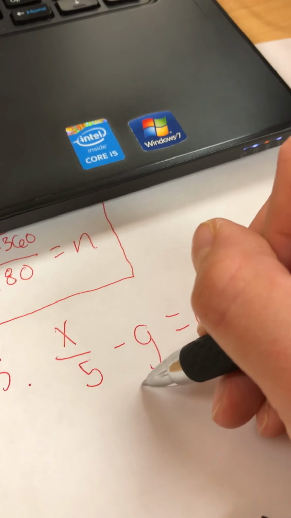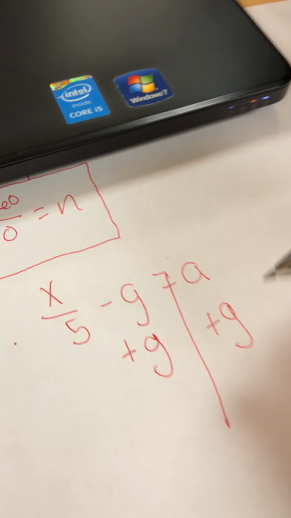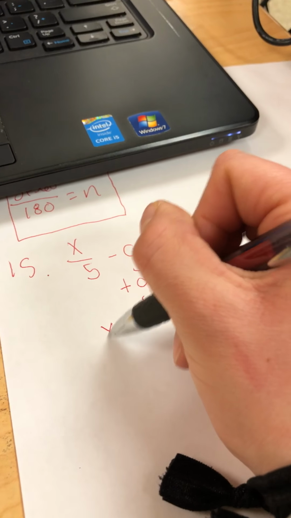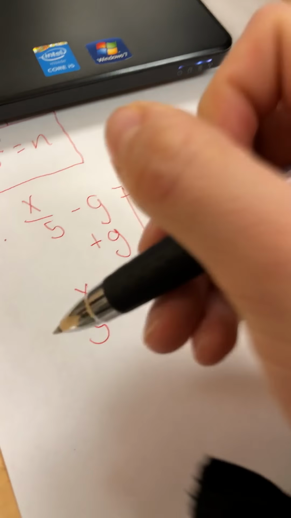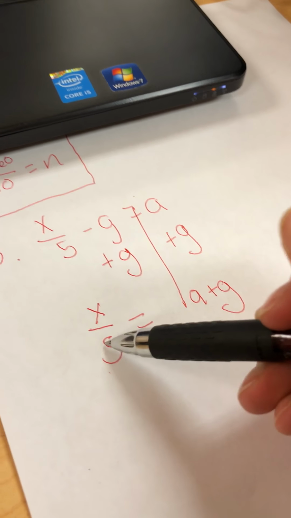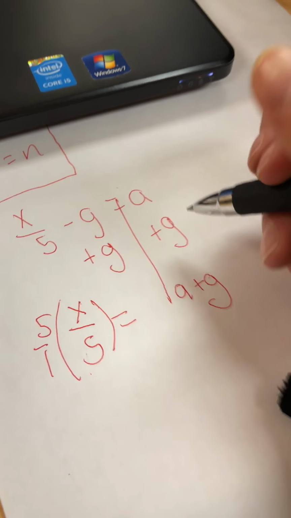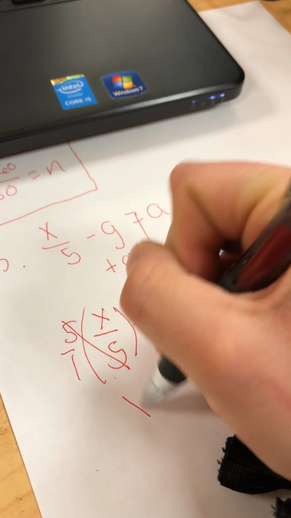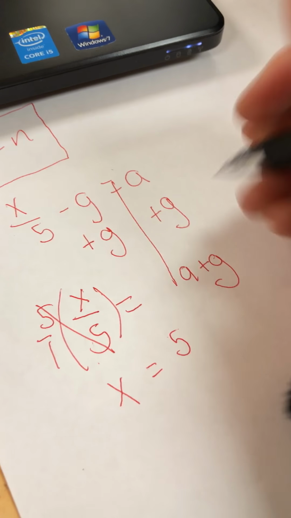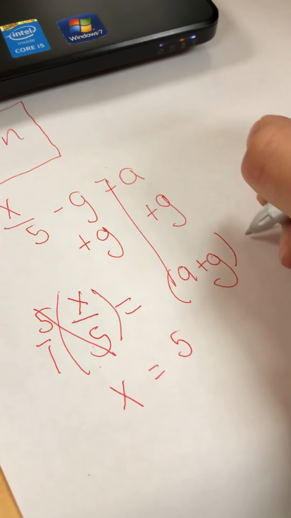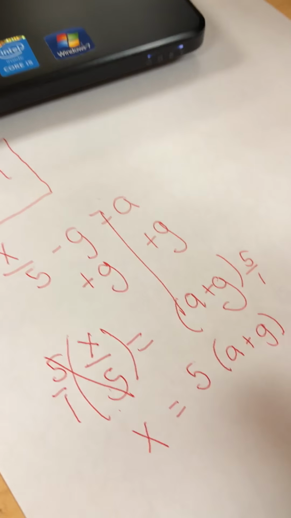First thing I'm going to do is perform some inverse operations. What I do to one side, I have to do to the other side. X divided by 5 equals a plus g. In order to get that division to go away in this instance, I multiply by 5. This turns into a 1. X equals, what I do to one side, I have to do to the other side, so I also multiply this side by 5. 5 times a plus g.